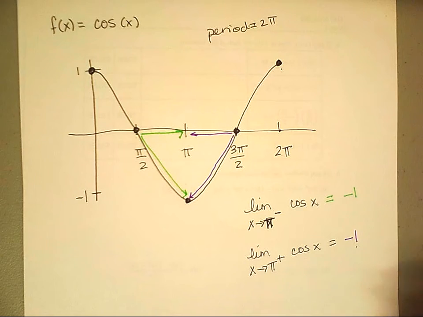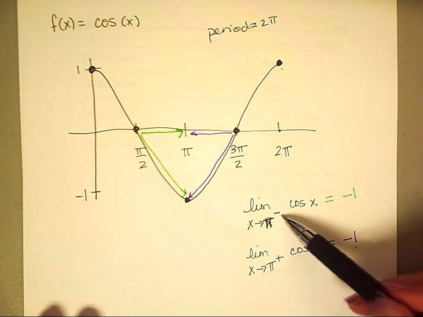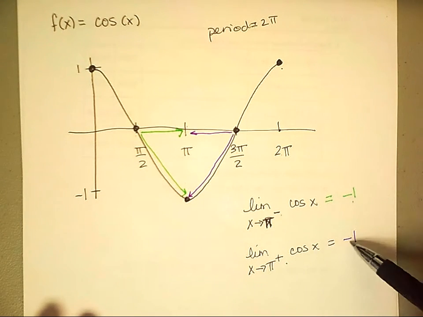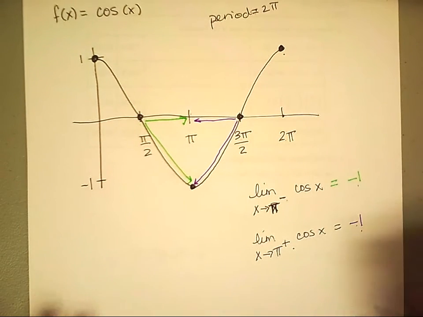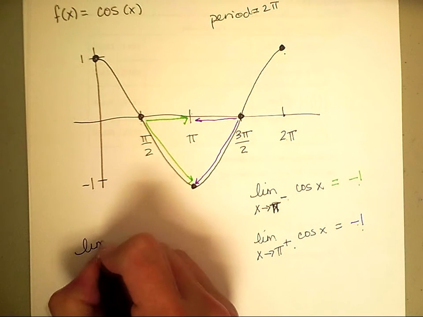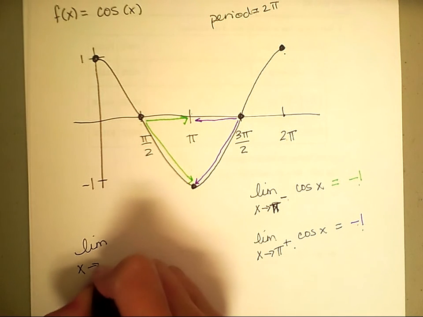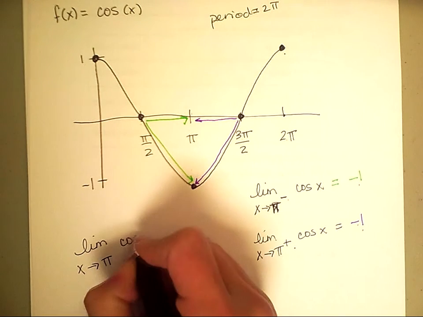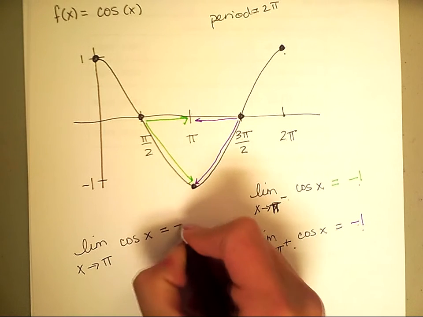So in this case, we see that we have the same scenario, that the left-hand limit and the right-hand limit are the same, that is, we say they agree, and therefore we can talk about now the total limit, that is, the limit as x approaches pi of the cosine of x is equal to negative 1.